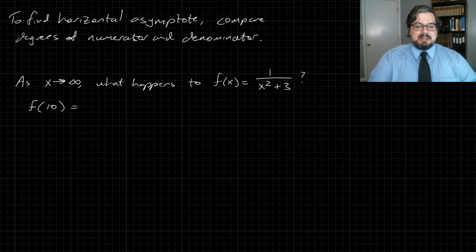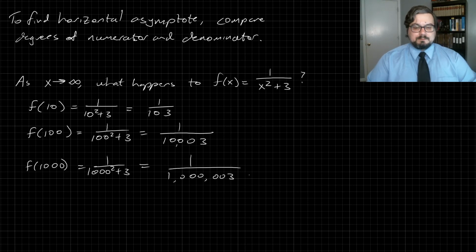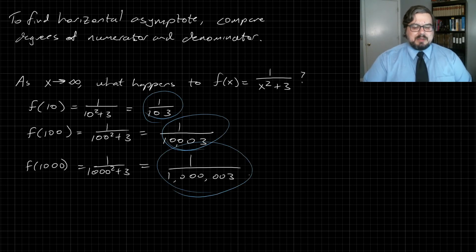If we plug 10 in, then we get 1 over 10 squared plus 3, which is 1 over 103. And if we plugged in 100, we get 1 over 100 squared plus 3, which is 1 over 10,003. And if we plugged in f of 1,000, we get 1 over 1,000 squared plus 3, which is 1 over 1,000,003.